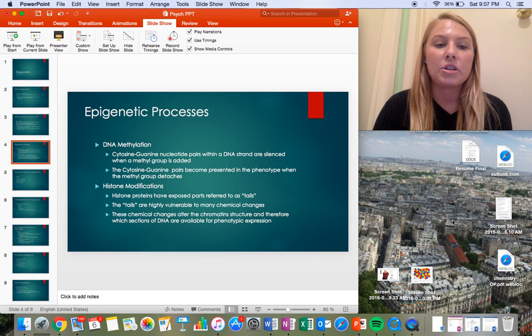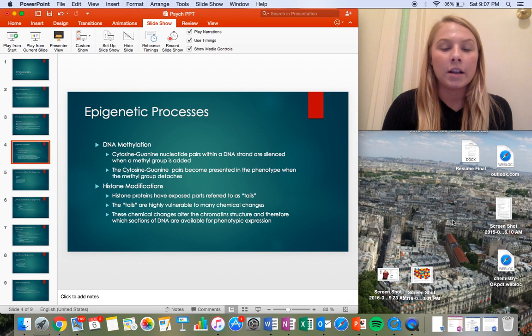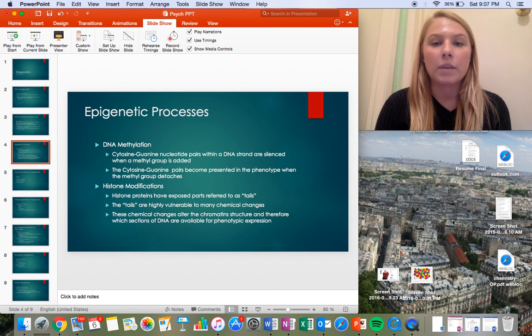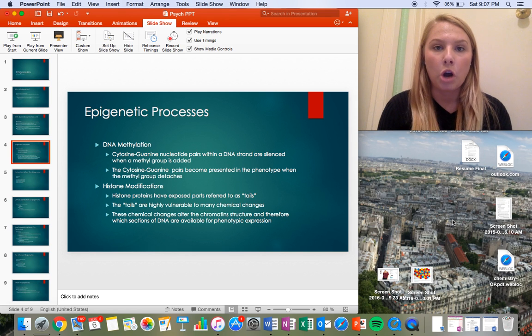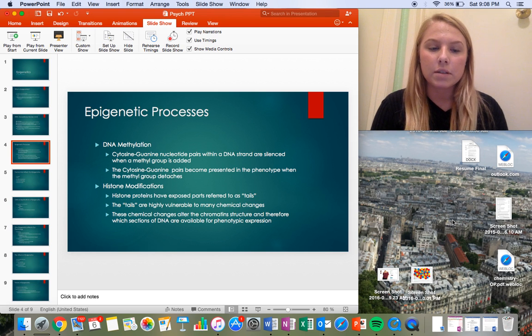So the two main epigenetic processes that we know of are called DNA methylation and histone modifications. DNA methylation occurs when the cytosine-guanine nucleotide pairs within a DNA strand are silenced. That means that they are not expressed in our phenotype when a methyl group is added to them. However, this process is reversible, and by removing this methyl group from the cytosine-guanine pair, this gene is able to then again be expressed within our phenotype.